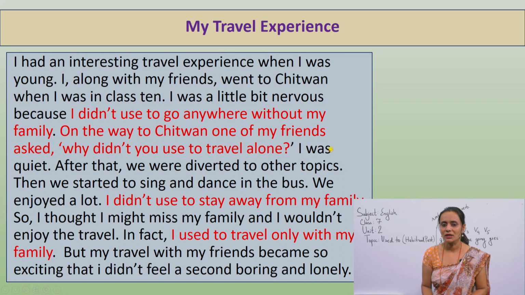Now, we'll read it out again. I was quiet. After that, we were diverted to other topics. Then we started to sing and dance in the bus. We enjoyed a lot. I did not used to stay away from my family. Again here, I did not used to stay away from my family. I have used it here also. Can you tell which form of sentence is it? It is a negative sentence, but we have used used to here.